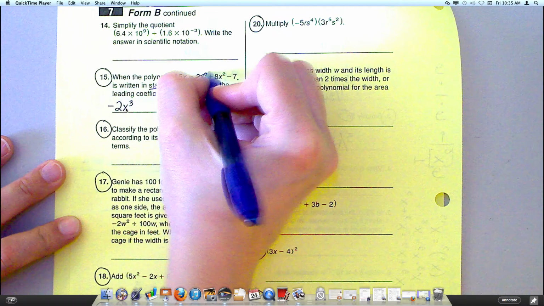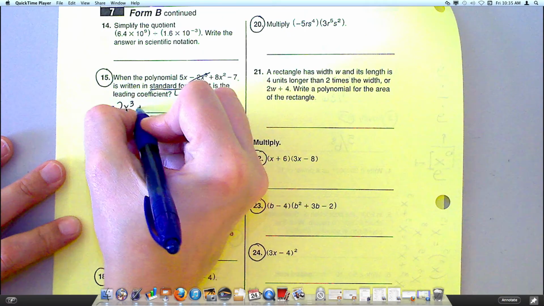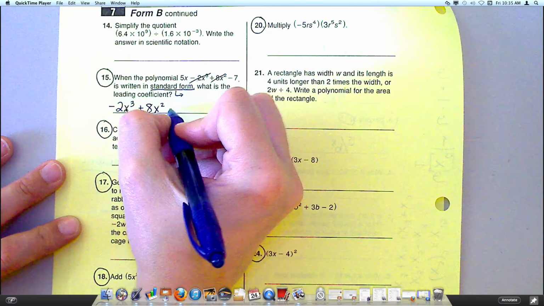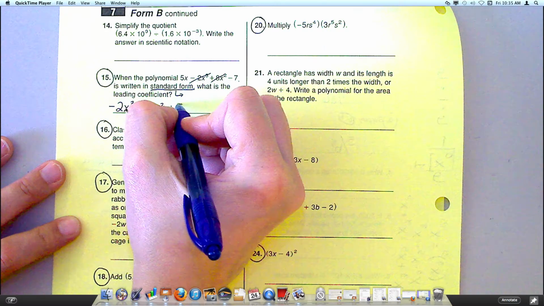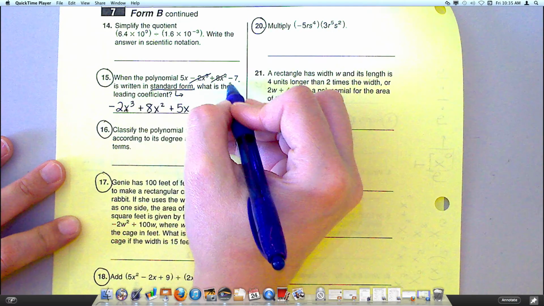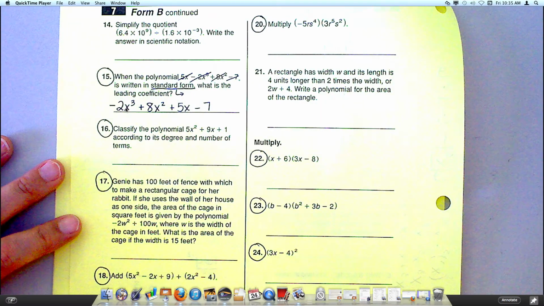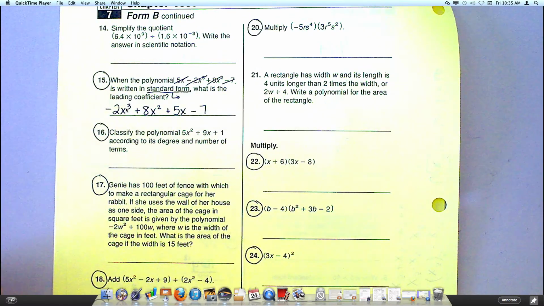And then 8x squared. And then 5x. And then my last piece would be the negative 7. Okay, so that's standard form. Now that's not what this question's asking though. What is this question asking?